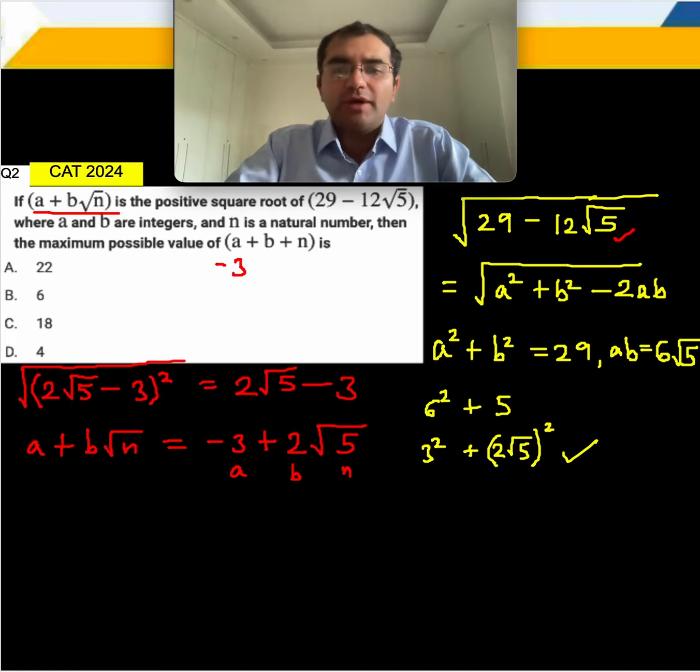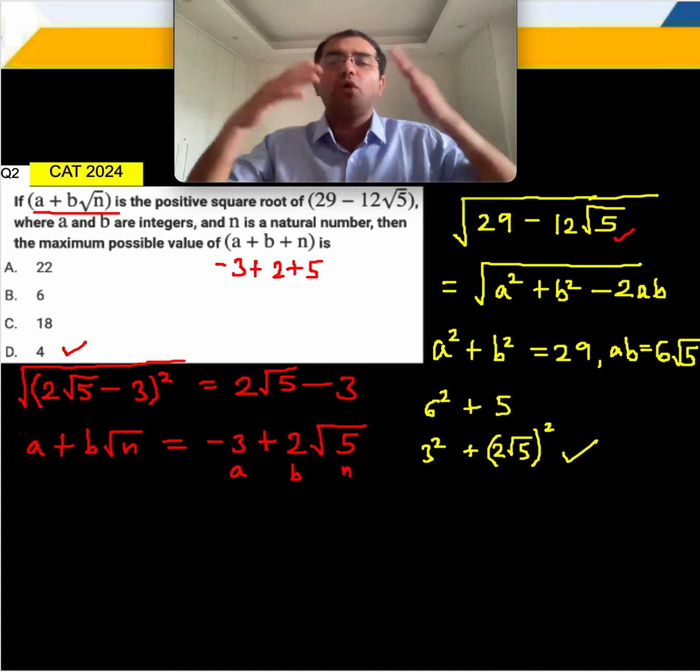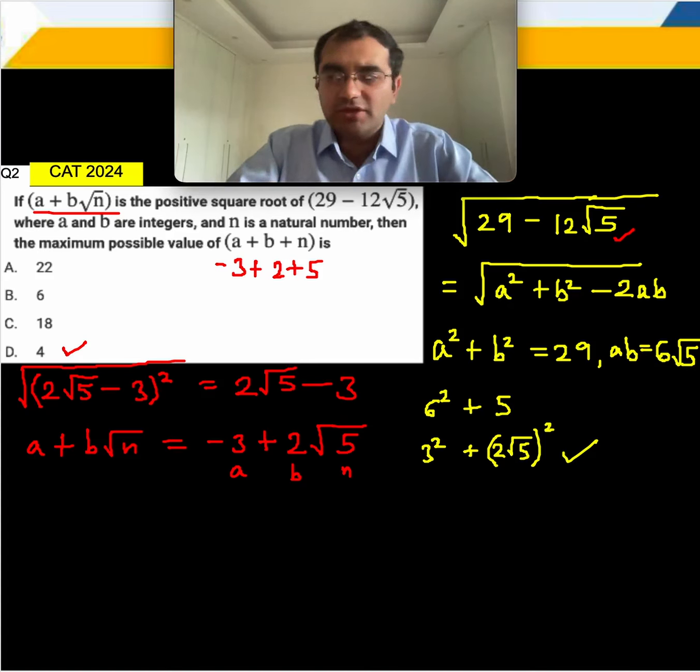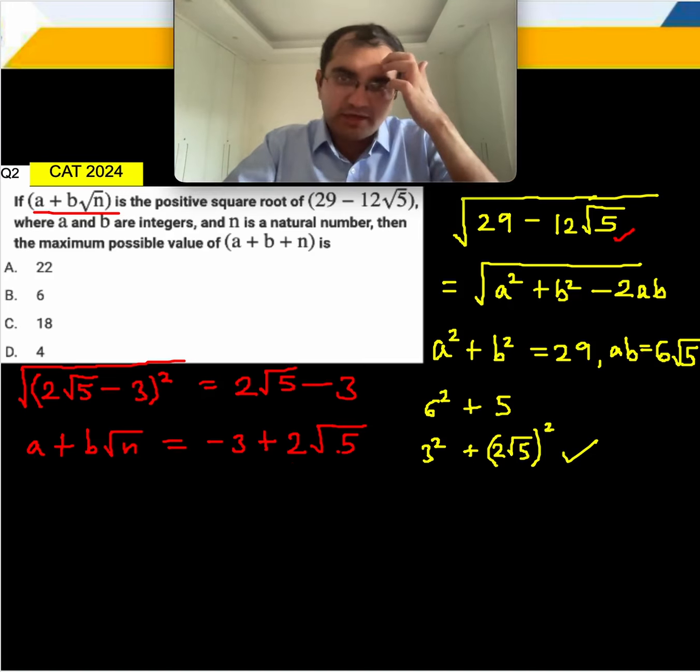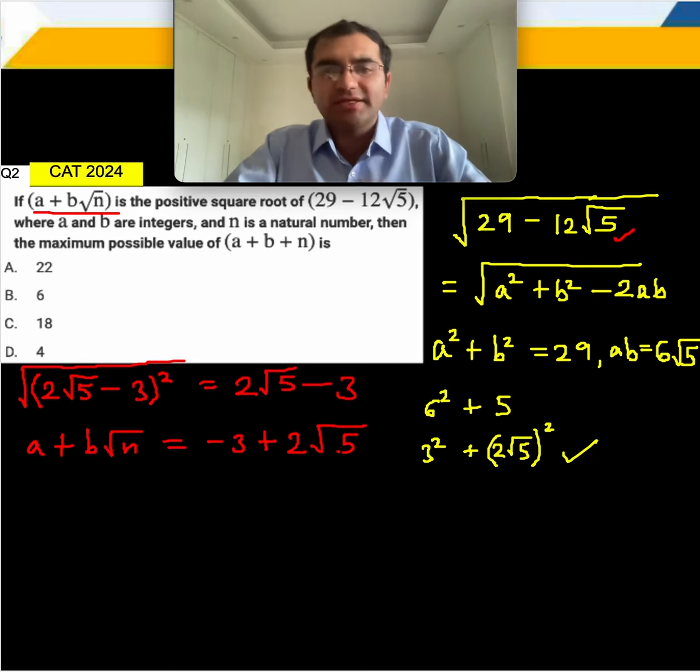When you add them all together, you get 4, which is there in the options, but you have to maximize the value. Can we make this bigger? So let me try something else. Let's remove this. To make 2 root 5 bigger, let me take 2 inside the square root.